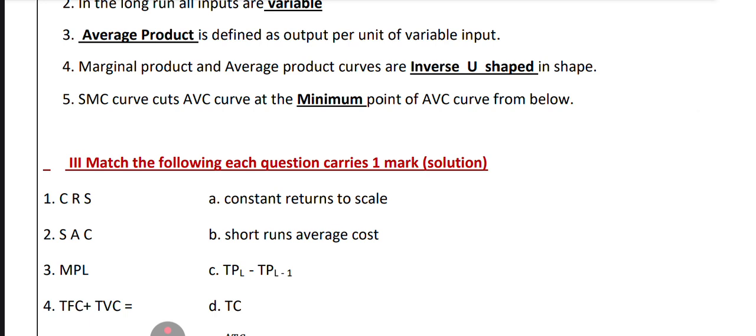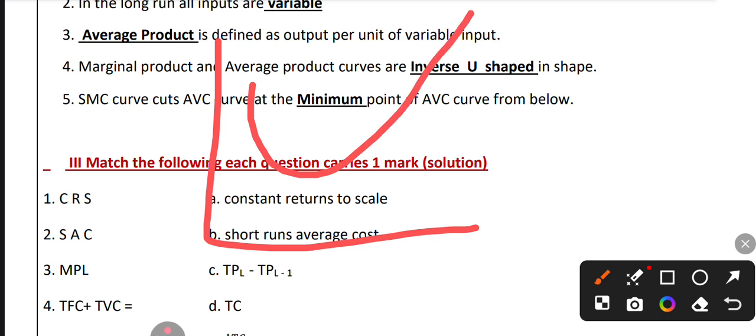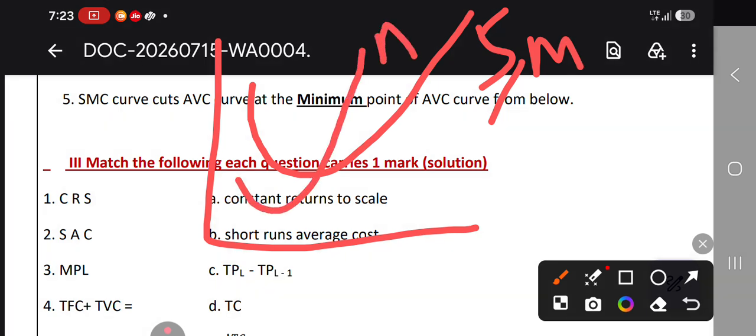SMC curve cuts the AVC curve at its minimum point. You can observe. So this is SMC. Then this is AVC. This is the minimum point. Okay, students.